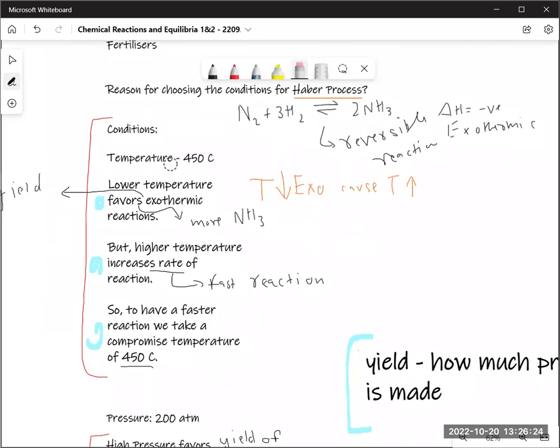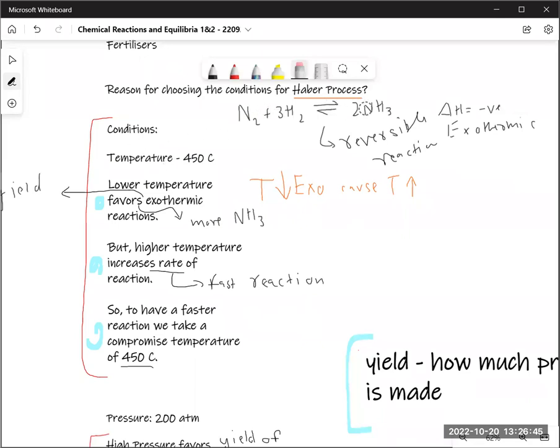Now, what are we doing? Well, I gave you the conditions, but more important than memorizing the conditions is understanding why we use these conditions, because that is what all the questions are going to ask you. Only a few questions will ask you the conditions, and you can easily write 450. That's not a big deal. But they will ask you, why do we use 450? And that's what we're looking at right now.